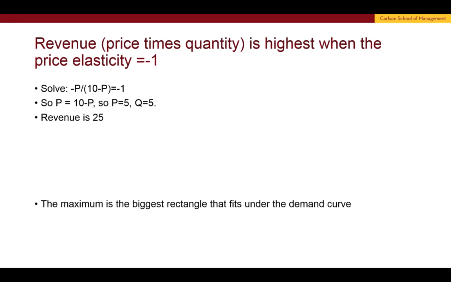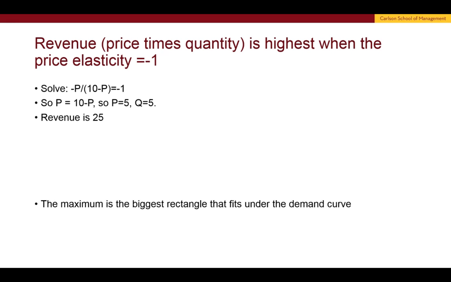So it turns out that when the price elasticity of demand equals -1, that is, when it's unit elastic, revenue, or price times quantity, is actually maximized. If we take that to this demand curve, P equals 10 minus Q, or Q equals 10 minus P, that means solving the expression for elasticity, which is minus P over 10 minus P, for being equal to -1. And so if we do that, we find P equals 5, Q equals 5 is the solution. And at that point, revenue is 25.